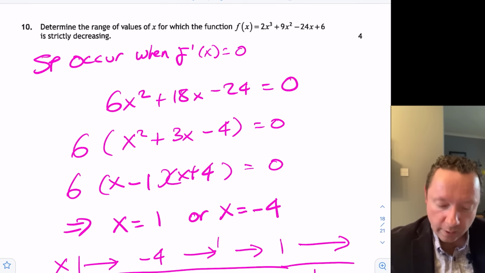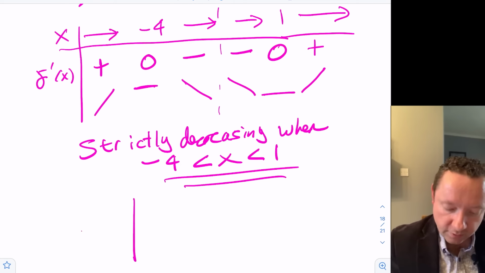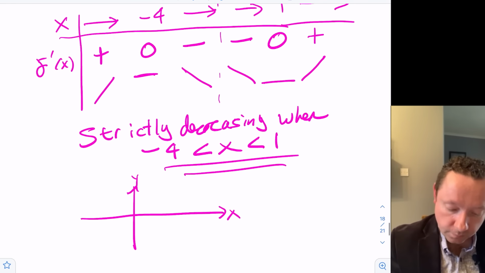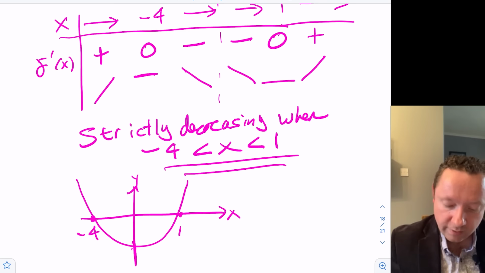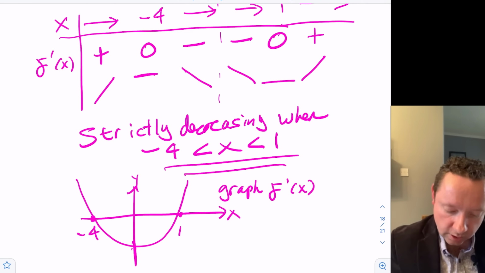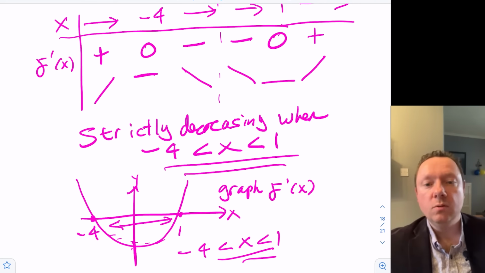Now, if we move on to the other way, we could look at just the graph. So graph of the derivative, we know the derivative is a quadratic with stationary points at 1 and minus 4, and it's a normal quadratic shape there. So same idea. That's the graph of f dash x. And that's negative below the x-axis, which is down here. So it's between minus 4 and 1. So again, you would state the same answer. Minus 4 is less than x is less than 1. Either of those options will give you your marks probably.